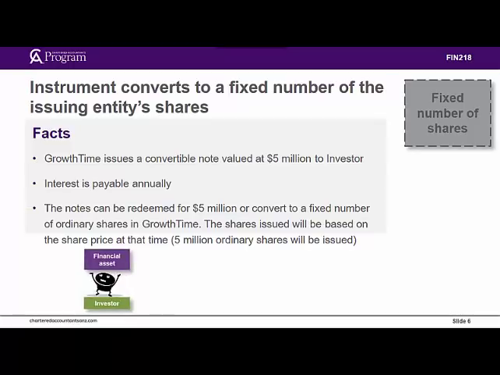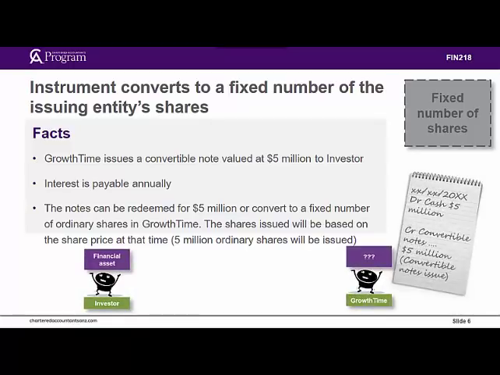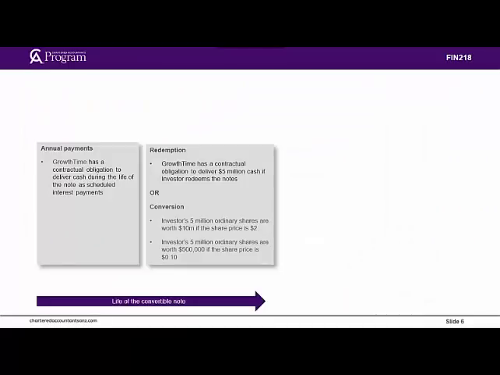Again, Investor says, easy, I've got a financial asset. But what's Growth Time going to do? They've received $5 million in cash. Where are they going to put the credit in their journal entry? It all depends on this classification. So let's start analysing it.